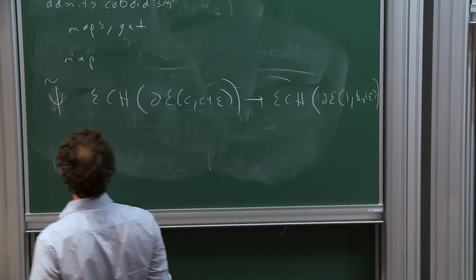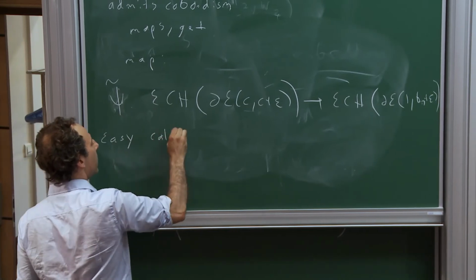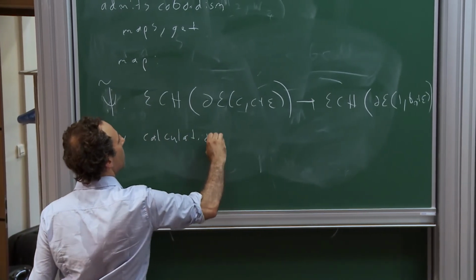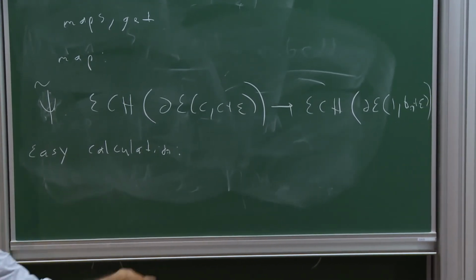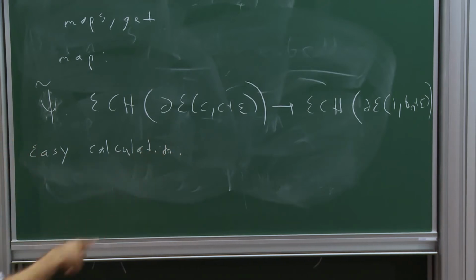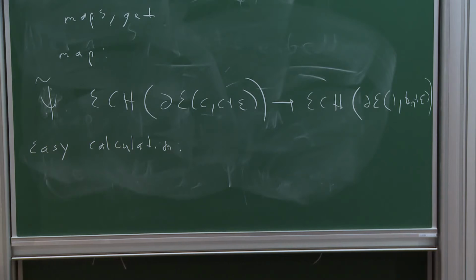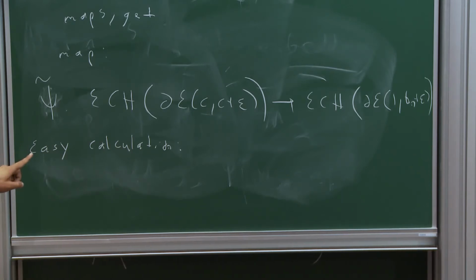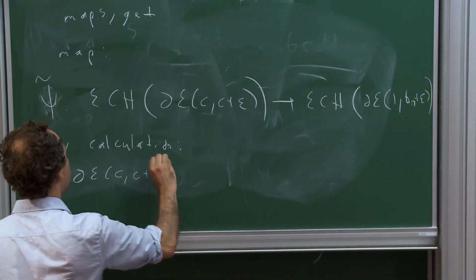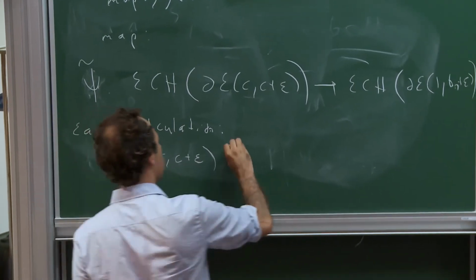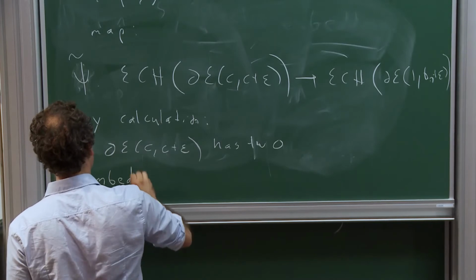But now first we want to do a very easy calculation. This easy calculation involves the following. I want to tell you a few things about the embedded contact homology of this. Of course, I haven't really defined embedded contact homology in any rigor, but remember there are some Reeb orbits involved. So I want to tell you what the Reeb orbits are, at least here. The boundary of this irrational ellipsoid has two embedded Reeb orbits.